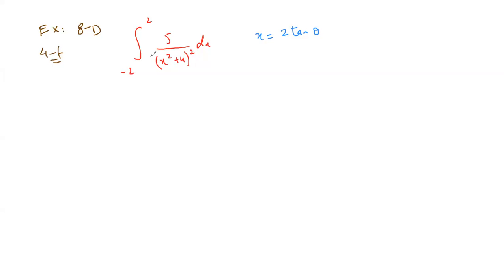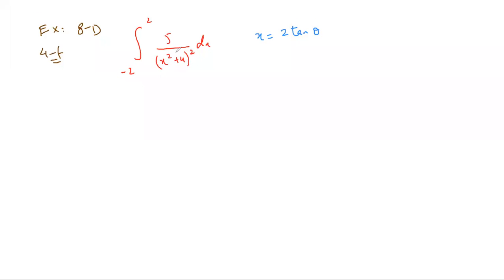Okay, the question is the limit from -2 to 2 of 5 over (x squared plus 4) whole square, and the substitution is x equal to 2 tan theta. Now you must ask yourself why we have to use this substitution.